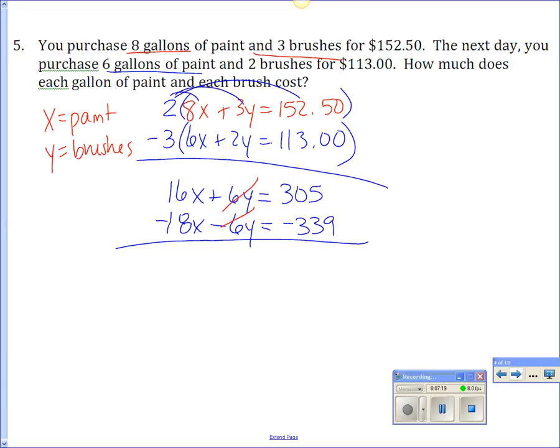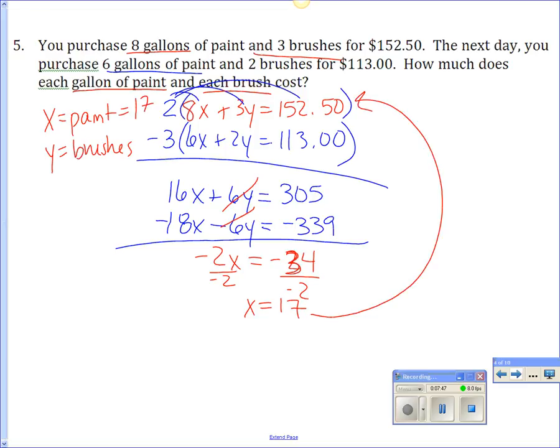All right, my y's cancel. You're left with negative 2x equals negative 34, sorry. You get negative 34 divided by negative 2, and you get x equals 17. It wants to know how much does each gallon of paint and each brush cost, so you have to find both of them. So paint was 17. When you plug it back in, it doesn't matter which one you plug it back into, you get y is $5.50. So a brush is $5.50.